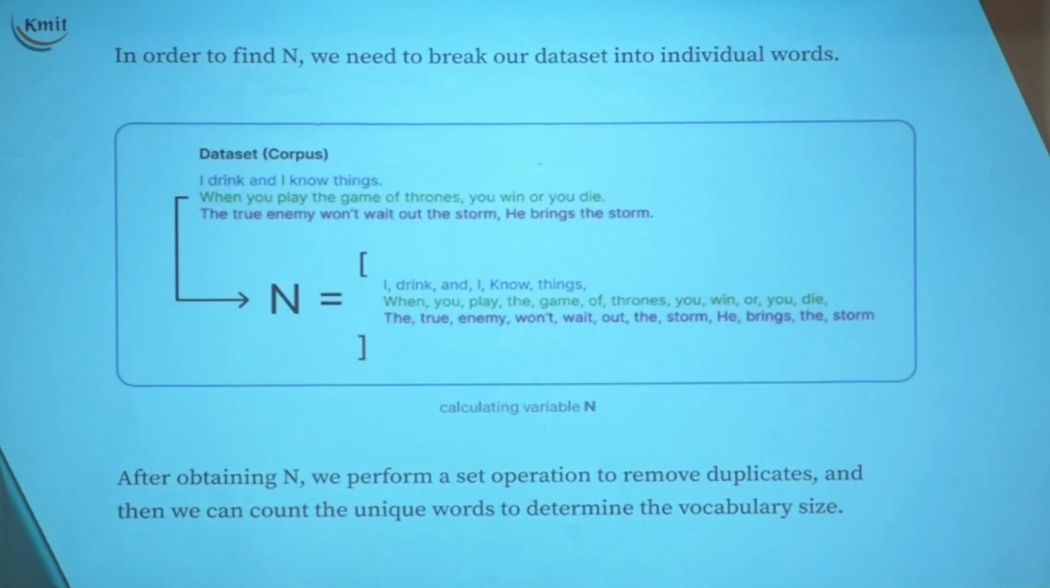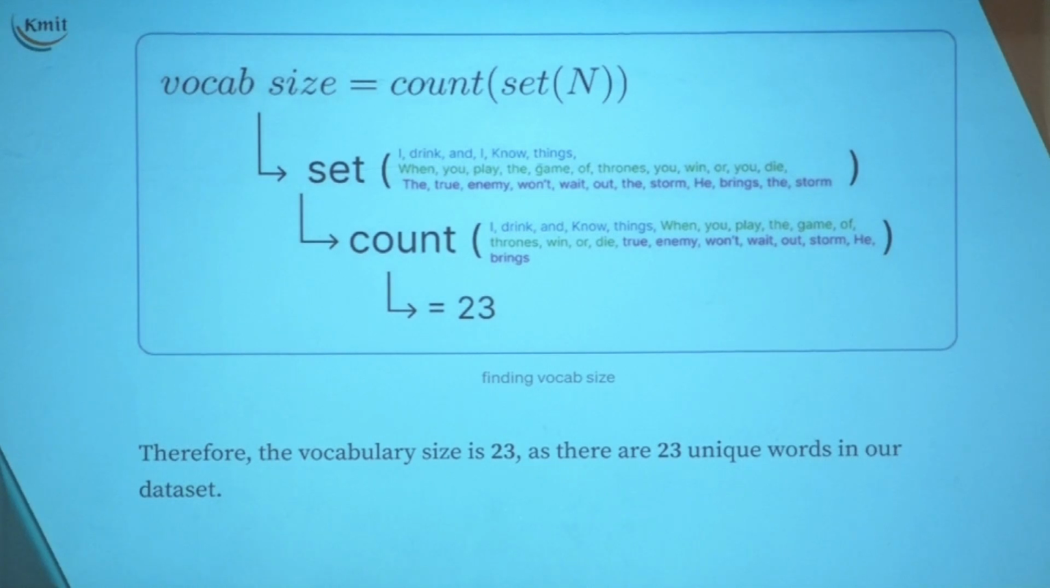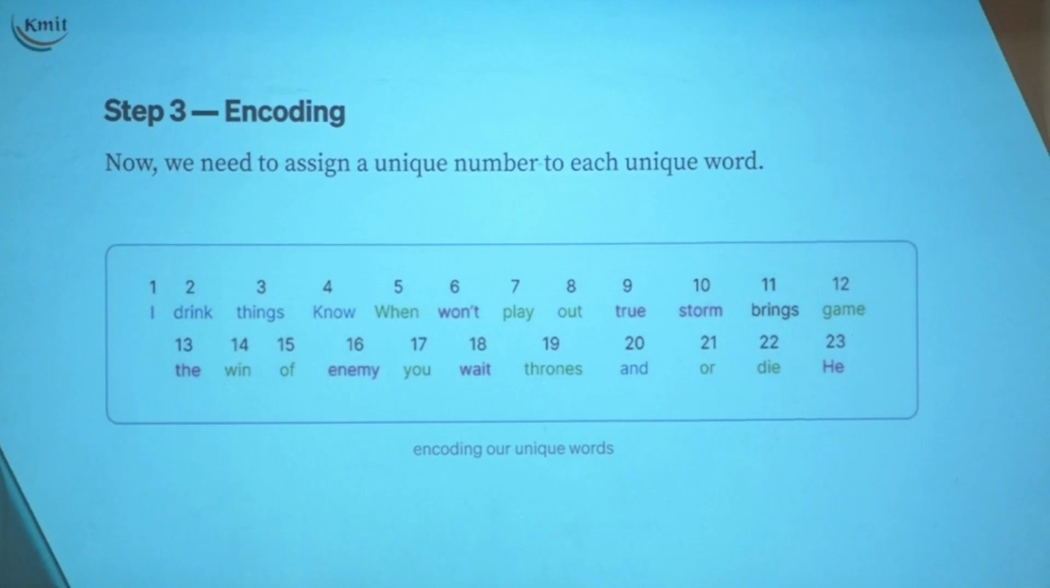Okay. So we found that the vocabulary size is 23. What do you mean by 23? There are 23 unique tokens. What are unique tokens? Without repetition. The words which have occurred without repetitions. Okay. After that, what happens? Encoding would be done. That is, a unique number will be assigned to each word. So I have the first unique words: I, drink, things, know, when, won't, play. Each and every word has been assigned one position. This is positional encoding. Okay.